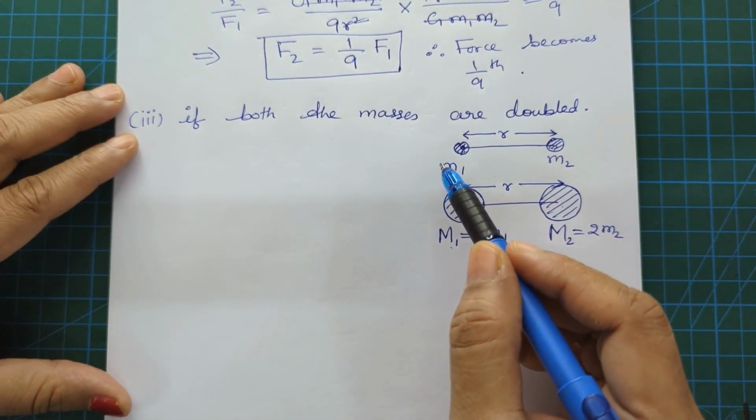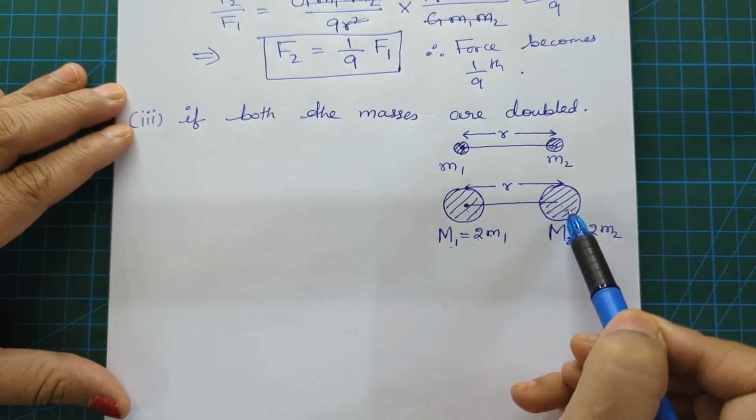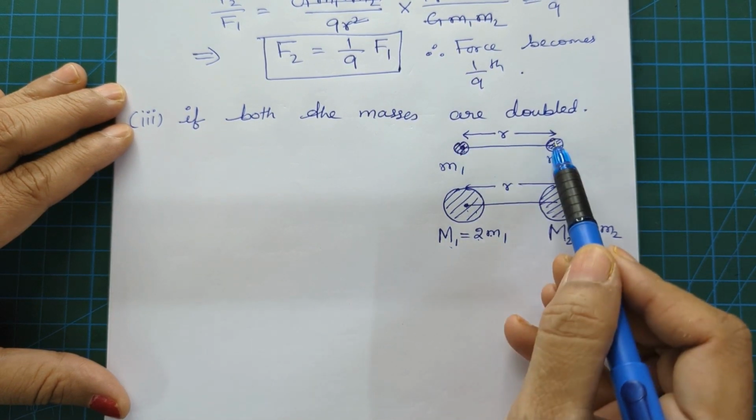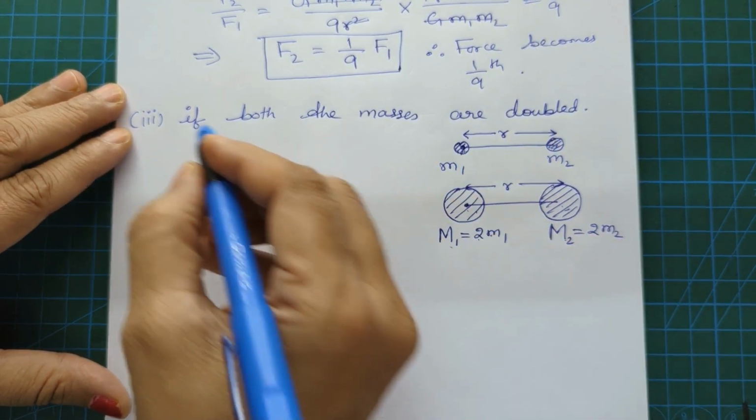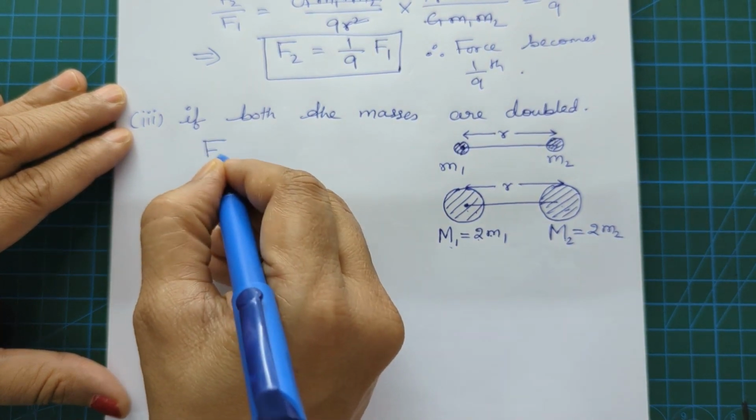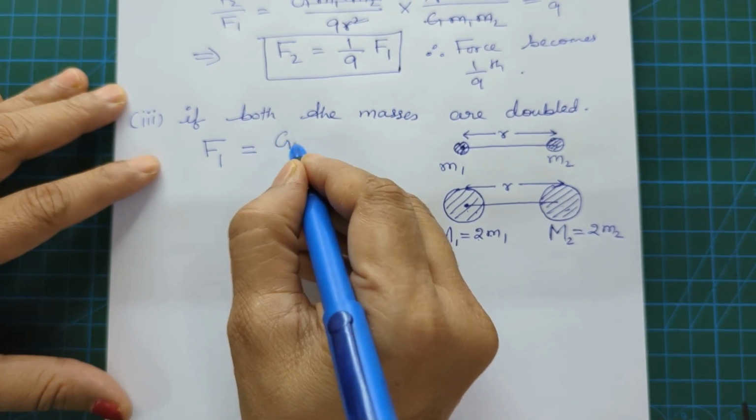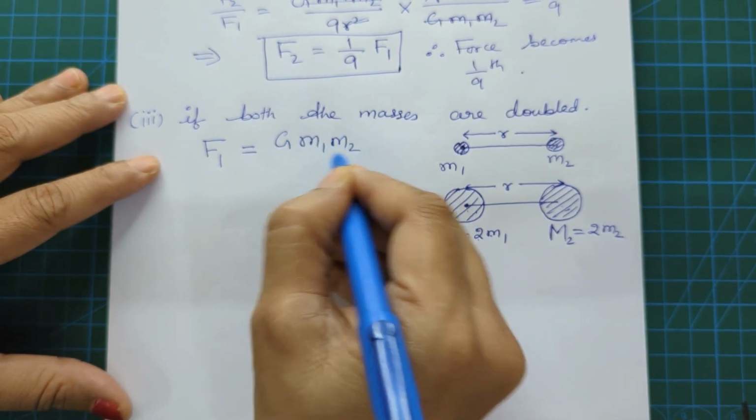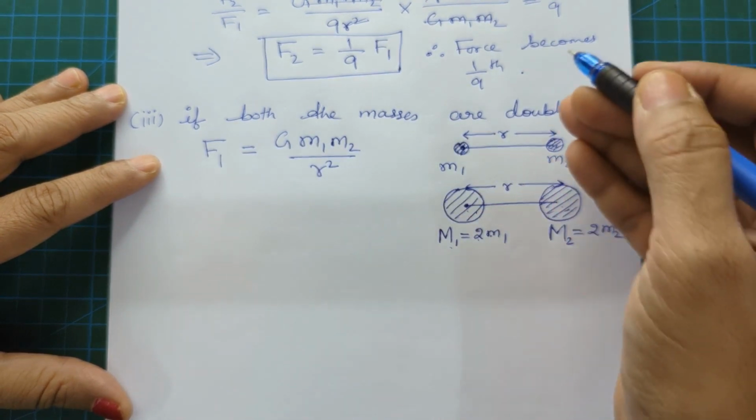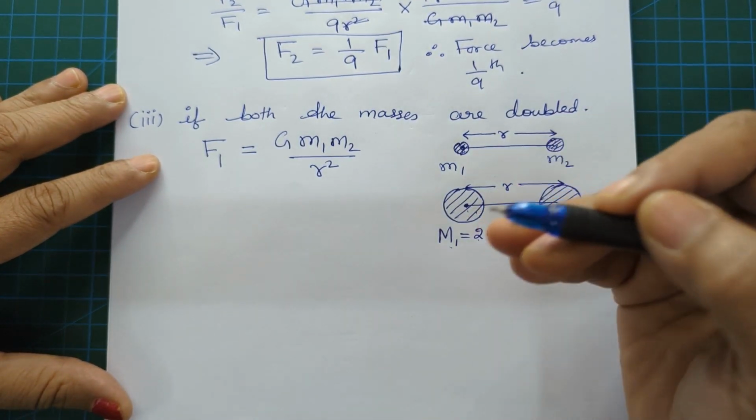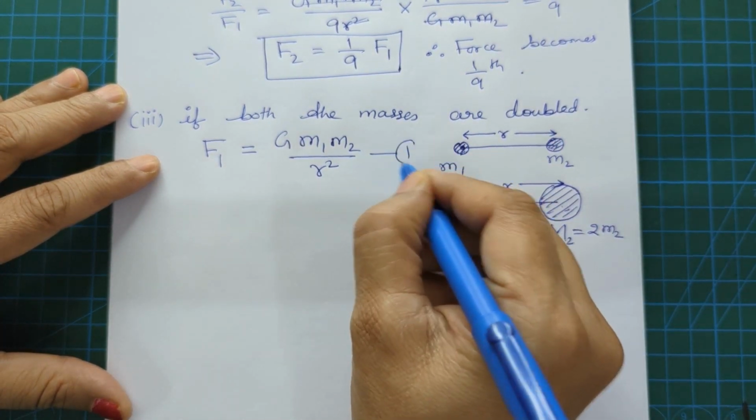The third bit of the same question: what happens to the force of gravity if the masses are doubled? If they speak about masses, it means the distance they did not speak of, so distance remains the same. So the first case, the force of gravity between the masses m1, m2 separated by r distance is G m1 into m2 by r square. I am not writing r1, r2 because in both cases the question doesn't talk about distance of separation, meaning it remains the same. So this is equation 1.